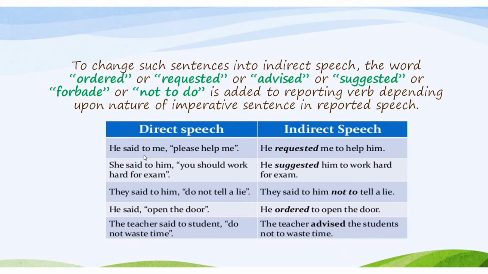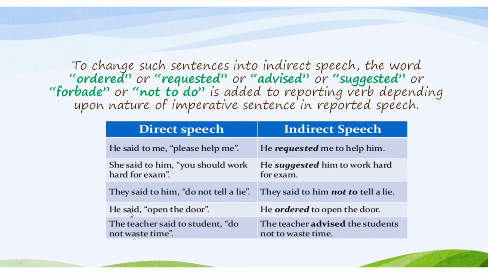So the first sentence is please help me. In the previous slide we learned that this sentence was showing us a request, that someone is requesting someone else, that can you please help me. So first of all we have observed the nature of the sentence and then changed it into indirect speech. So when the sentence is changed into indirect speech, it would become he requested me to help him. Now the phrase please help me is replaced by the word requested.